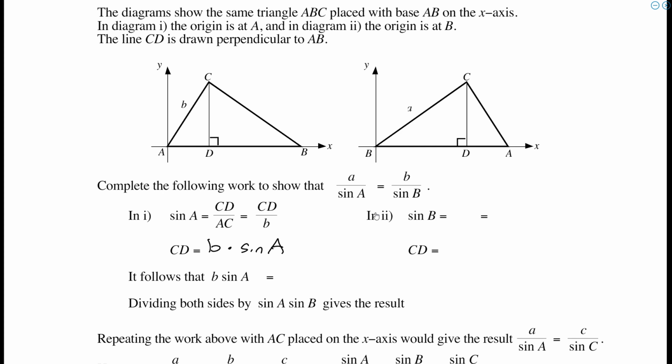And how about the sine B? Doing the same thing for sine B, like for number 2. The sine of B in this relationship, that's CD over BC, which is CD over side A. So then CD equals A times sine B. So then it follows that B sine A, which is equal to CD, is also equal to A times sine B.